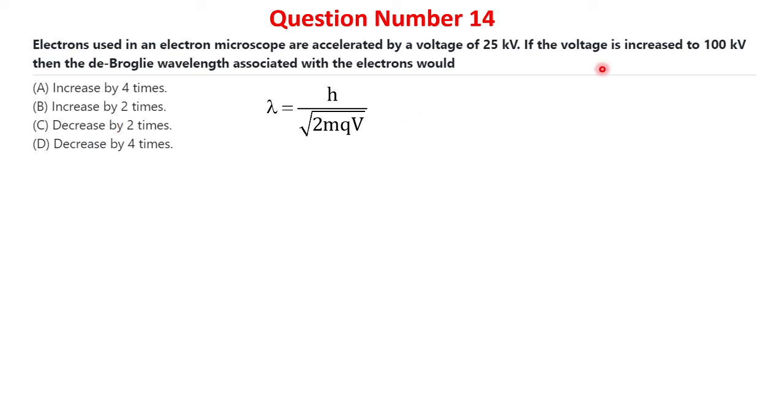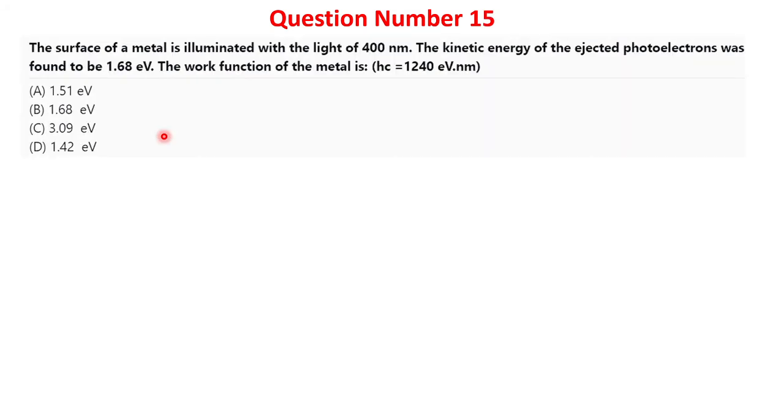Voltage is increased to 4 times. So instead of V, you have to write 4V. Root of 4 is equal to 2. So wavelength becomes half. That is, it decreases by 2 times.